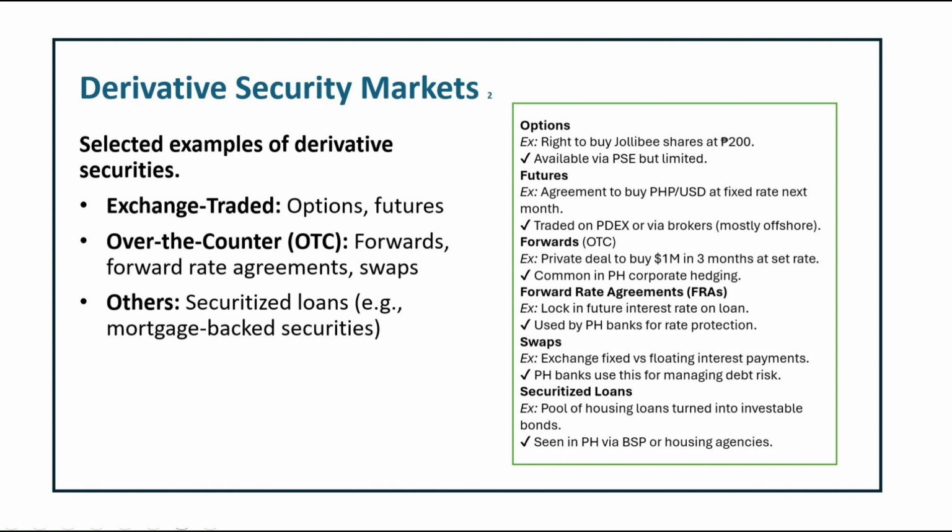OTC derivatives include forwards, forward rate agreements, FRAs, and swaps. A forward contract could involve a private deal to buy $1 million in 3 months at a set rate, common among Philippine corporations for hedging. FRAs allow businesses or banks to lock in a future interest rate on a loan, helping protect against rising rates. Swaps, on the other hand, involve exchanging fixed and floating interest payments and are widely used by Philippine banks to manage debt and interest rate risks.